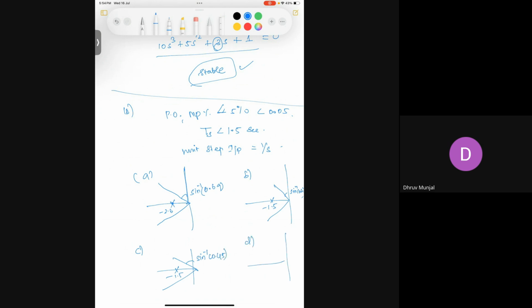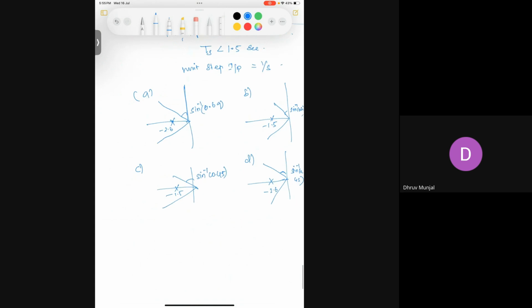D option is a combination of all the things we have seen so far. This is sine inverse of 0.45, and the poles lie at minus 2.6. So the variation in this question is that the poles can be at minus 2.6 or minus 1.5. That is the first thing you have to find. The second thing is the angle of convergence for the region. This can be either sine inverse of 0.69 or sine inverse of 0.45. All the four combinations comprise this information.